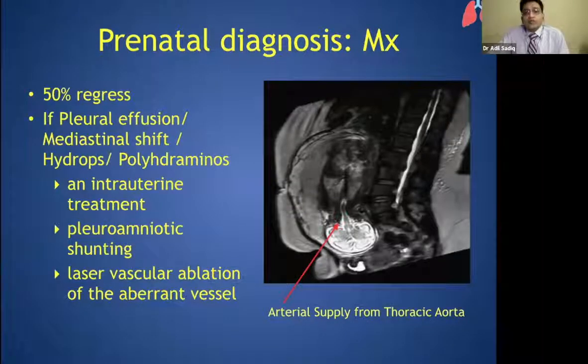So a lot of the times in the pediatric population, when we follow them serially with MRIs or ultrasounds, a lot of them regress, almost as much as half of them. Sometimes they tend to present in the neonatal and infant period. Now, if we have a pleural shift or mediastinal shift, or problems of hydrops or hydramnios, then we know that some kind of intervention may be required earlier on, and this may require an intrauterine shunt, some kind of pleuro-amniotic shunting, or an ablation of the aberrant vessel.